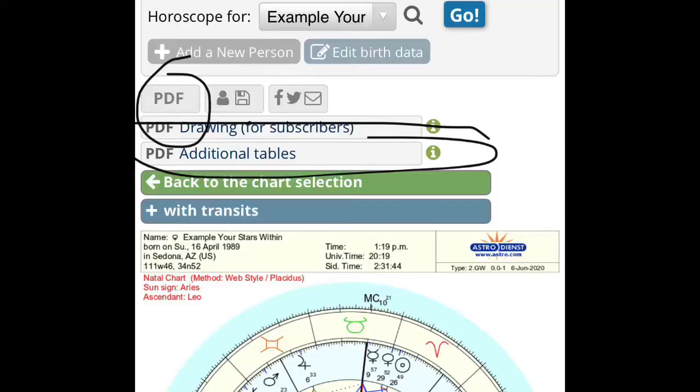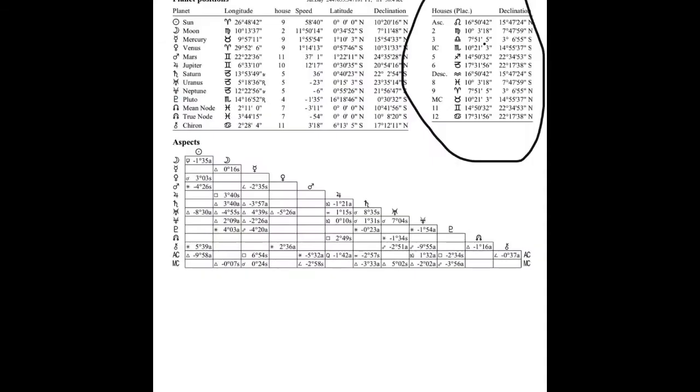In order to know where exactly that 12th house starts, we need to go to where it says PDF additional tables. And when I click that and I go to the right, I see there's a big chart at the top and then a little chart next to it. And then underneath, there's the more complicated looking chart, okay? We're gonna look not at the big chart, but the one on the right where it says house and declination.